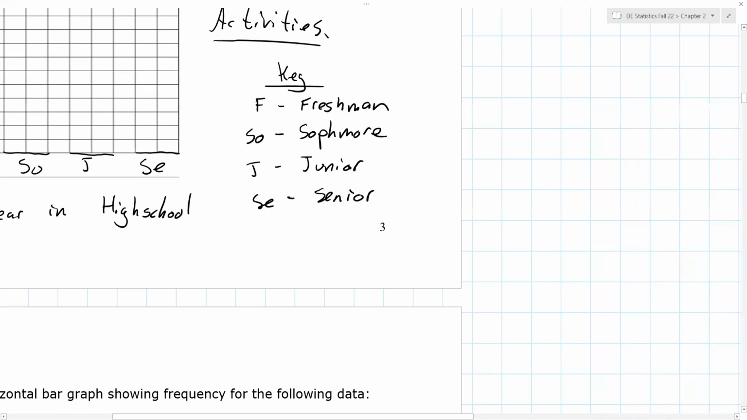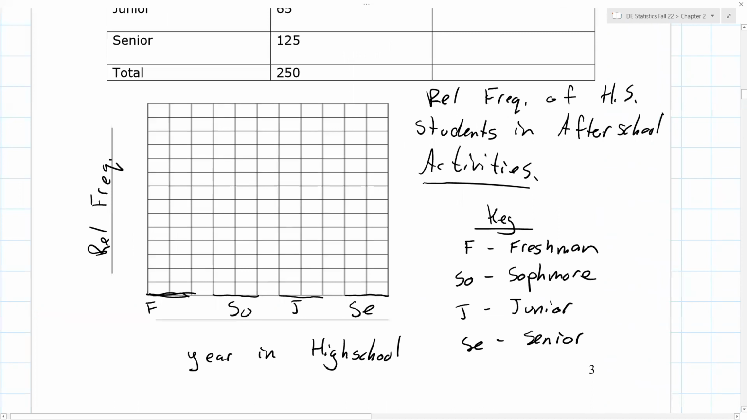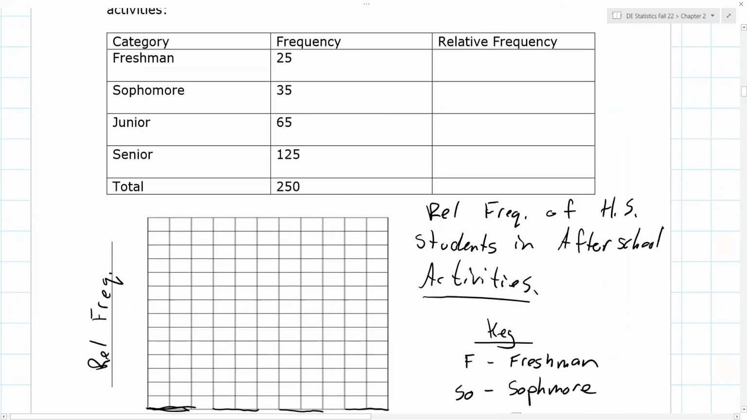The key tells my reader what each of these labels is. Now, if you wanted to write out freshman, sophomore, junior, senior underneath your bar graph, then you wouldn't need the key. But if you're going to use abbreviations as your categories, you need to somewhere in that visual display tell me what those abbreviations represent. So again, I can find everything out here. I don't need to go back to the original data. So now I've got my bar graph all set up, ready to go. The next thing I need to do is find out the relative frequency of each of these things. So start off with 25 divided by 250. And then we do that same thing all the way down.